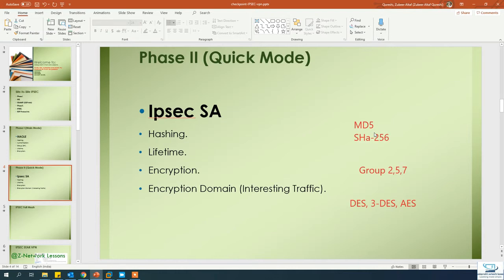And also you define the encryption domain, or you can set the interesting traffic. In Cisco routers, you configure this with an ACL. So that is your domain. This is what you define in your phase 2.